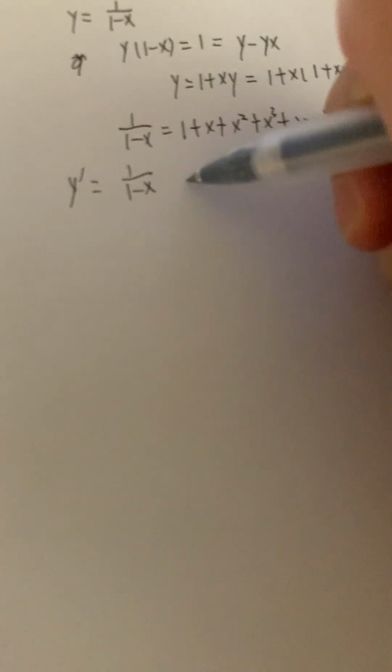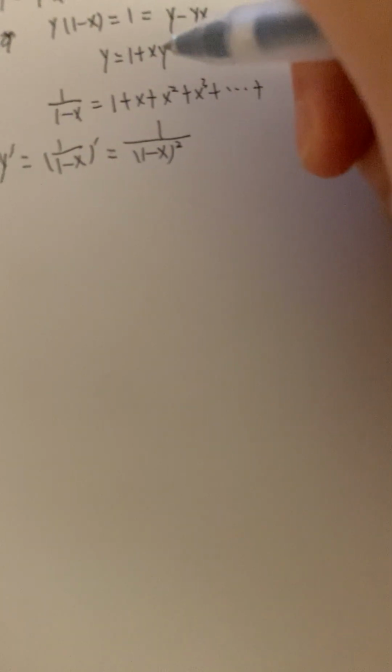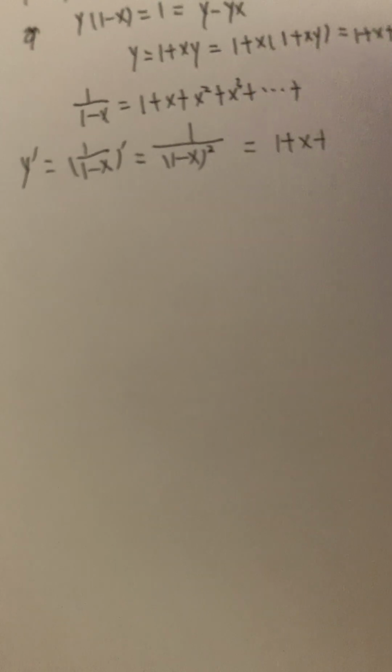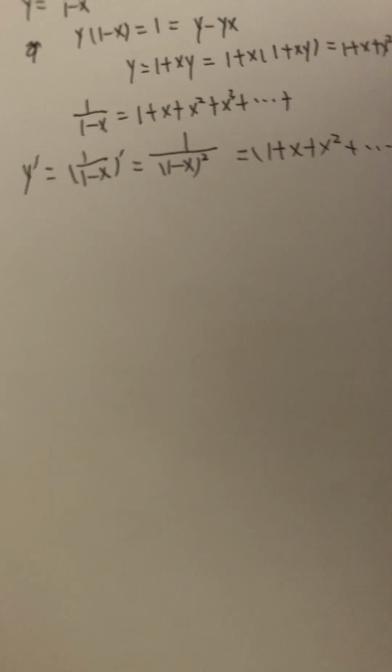And now we take the derivative of y. We can use the quotient rule. So the derivative of y is equal to 1 over (1 minus x) squared, and this is equal to the derivative of 1 plus x plus x squared plus something, which is equal to 1 plus 2x plus 3x squared plus something.